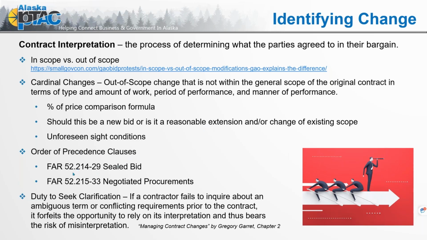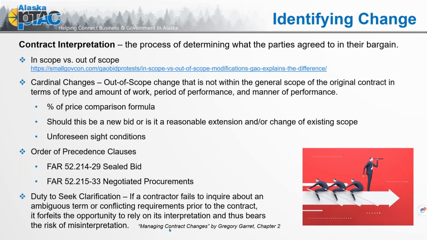Order of precedence clause. So again, depending on whether it's sealed bid or negotiated, most federal agencies are using negotiated procurement. There are still some that use sealed bidding, and sometimes we might still see sealed bidding for construction contracts. So there is a difference in process depending on the type of the contract process. And this duty to seek clarification: if a contractor fails to inquire about an ambiguous term or conflicting requirements prior to the contract, it forfeits the opportunity to rely on its interpretation and thus bears the risk of misinterpretation.